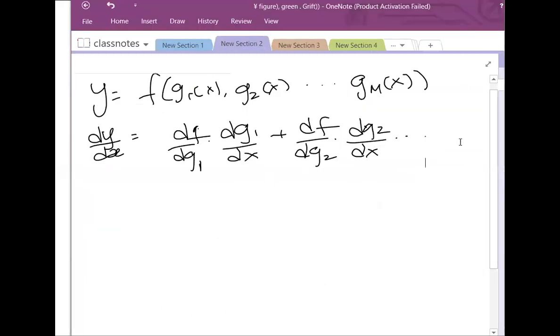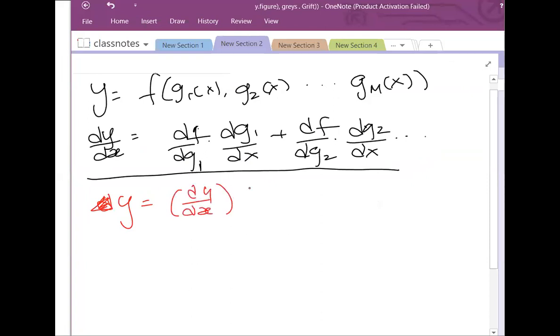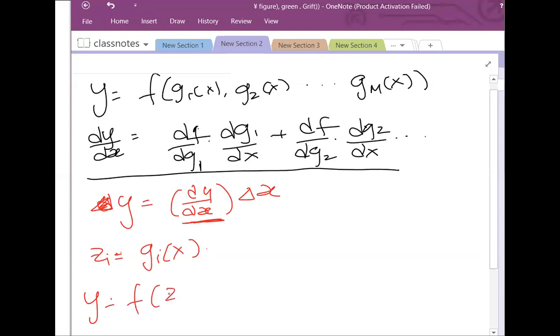How would we prove this? I think it's the same way as you prove alpha. Correct. I need to be able to show that delta y equals dy over dx times delta x. If I can show that this property holds, then it is correct. Now, let me just say zi equals gi of x, right? And I say y equals f of z1, z2, and so on.